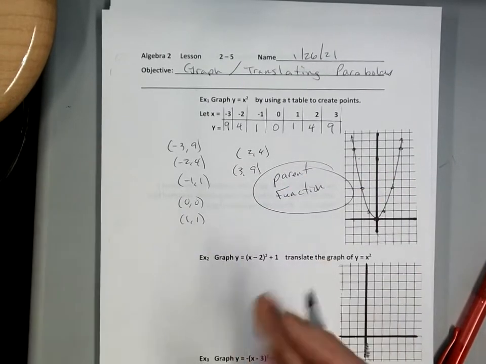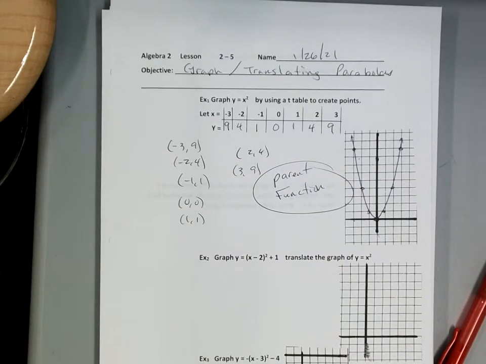Okay, so the parent function is like the basic. It is just the basic parabola. And then from there, we're going to move it. Okay? So, you ready? 0, 0, 1, 1, 2, 4, 3, 9. I'll say it again. 0, 0, 1, 1, 2, 4, 3, 9. Got it? So that way, when I translate it, I'm going to do the same thing.